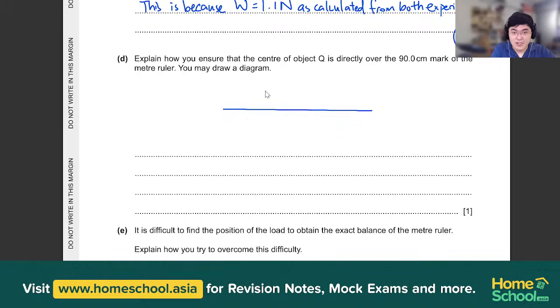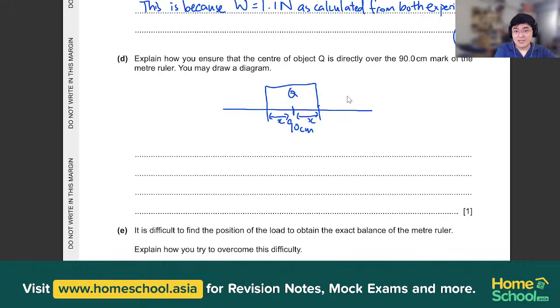So, for example, this is object Q, right? Pardon my cruddy drawings. Okay, and this is the 90 cm mark. So what we need to do is to make sure the middle point of object Q is directly over this. We need to ensure this distance and this distance, let's call it x cm, x and x, these two have to be equal to ensure the center of Q is directly over 90 cm.